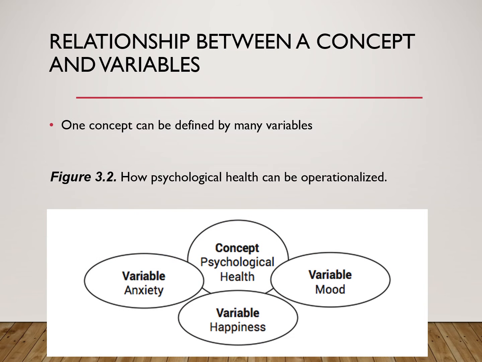Sometimes there's more than one variable that we need to look at to identify or understand a concept. So one concept can be defined by many variables. So here we look at psychological health, and we can look at mood, happiness, and anxiety to help us understand that concept.